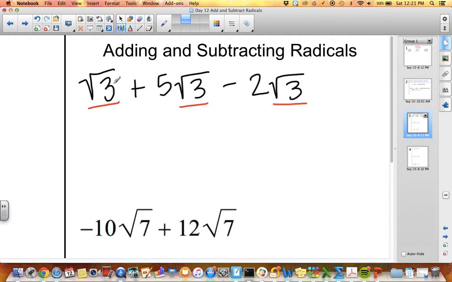Since we have them here, this is like 1 square root of 3 plus 5 square roots of 3 minus 2 square roots of 3. So we're really just adding the coefficients, 1 plus 5 minus 2. 1 plus 5 is 6, minus 2 is 4, so I have 4 square root 3. When we add like terms, the term doesn't change. So I keep the square root of 3 as is. We're just counting how many there are. So we added the 1, 5, and subtracted 2.